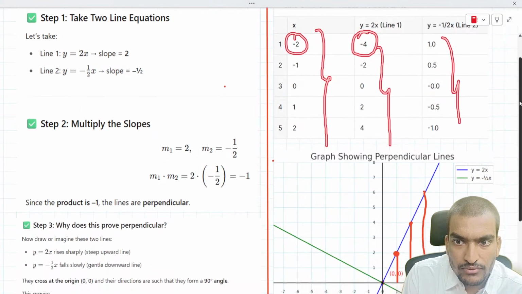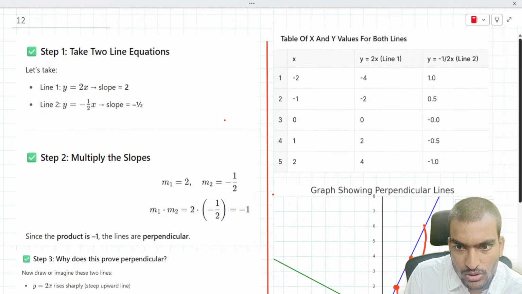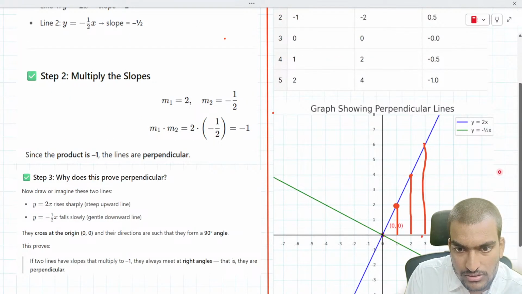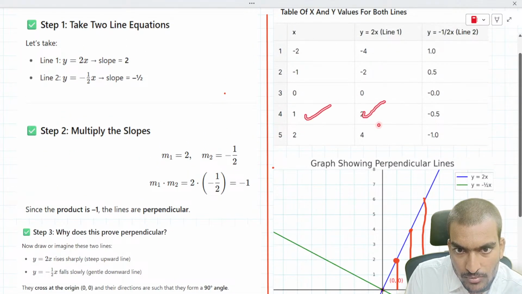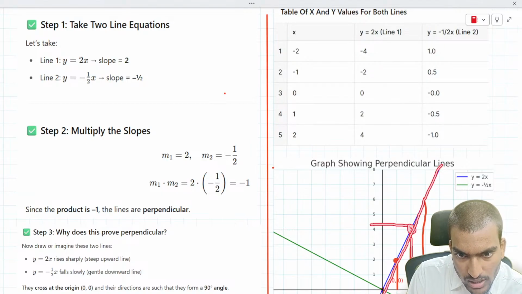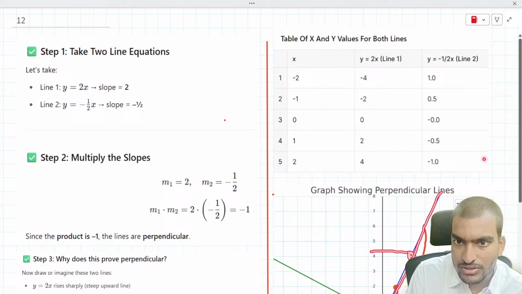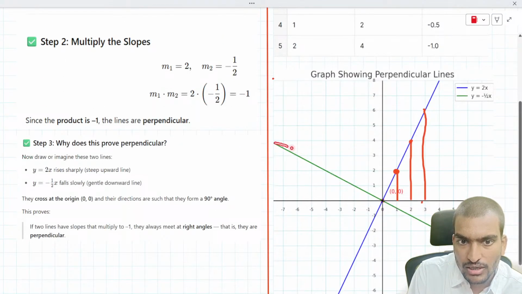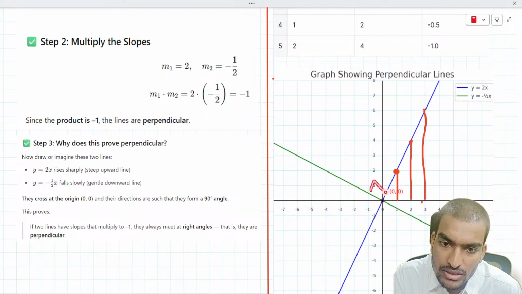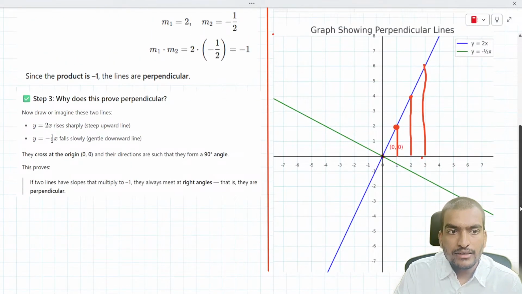Now we put this x and y value into the graph, and what do we get? If you input these values, you can see here x is 1, y is 2, and x is 2, y is 4. Here we drew a line like this. Similarly, we drew a line for the x and y values of the other equation. We got a line like this, the green color line, for the second equation, and you can see clearly these lines are perpendicular.